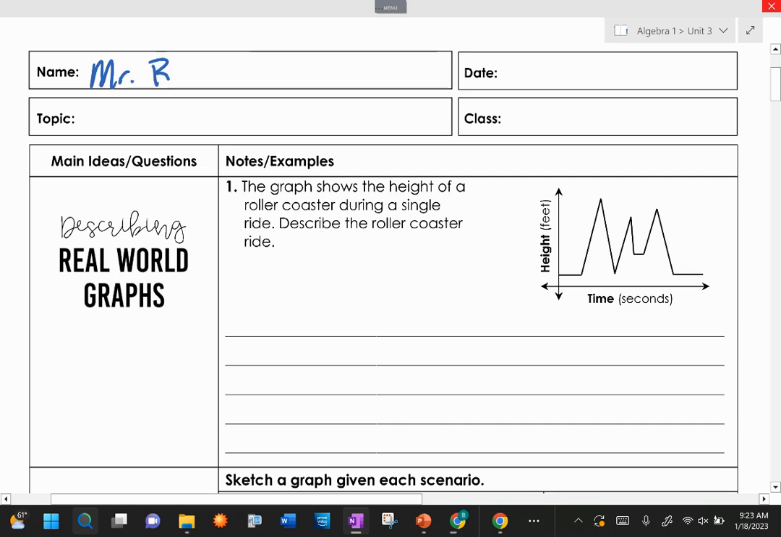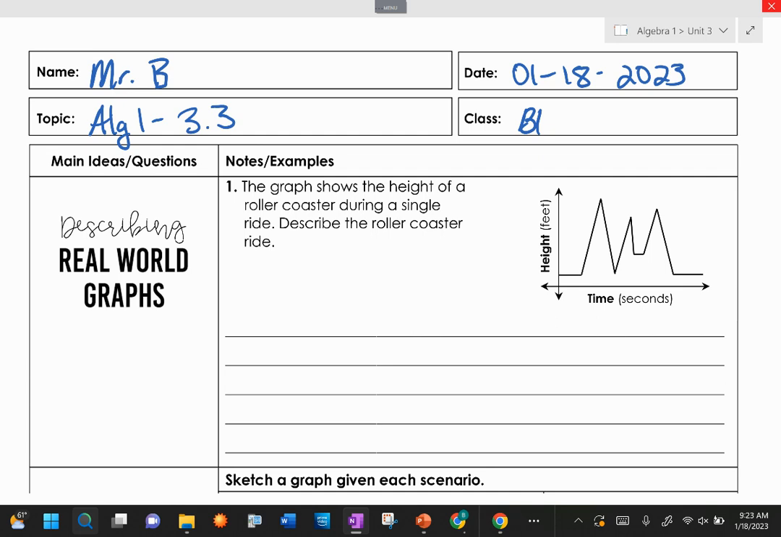Again, please make sure that you fill out your heading. We are in Algebra 1. This is 3.3. Today is the 18th. And this is B1. Okay, number 1. The graph shows the height of a roller coaster during a single ride. Describe the roller coaster ride.